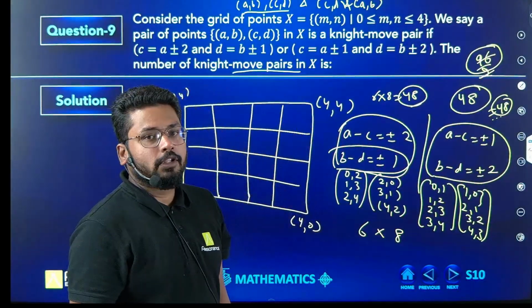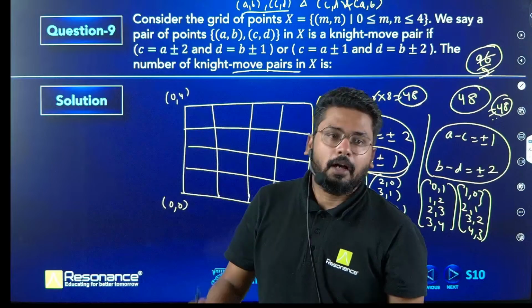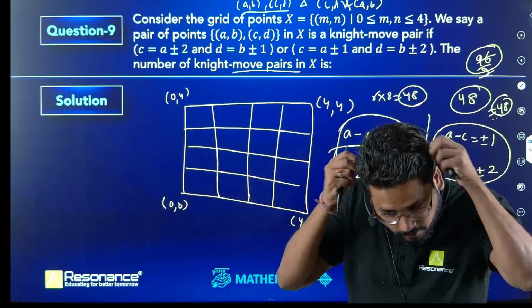So now we'll move to question number 10 and it will be discussed by our same faculty, Gokul sir.